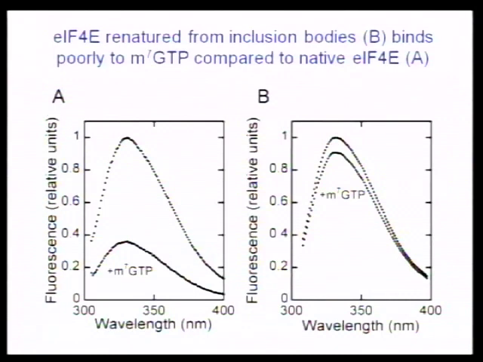So a test of how native the 4E is, is how much you can quench fluorescence. You should get about 65% quenching if you have a native protein. Here we're putting in a saturating amount of m7GTP. With the native protein, we get great quenching. For the one from inclusion bodies, we don't.